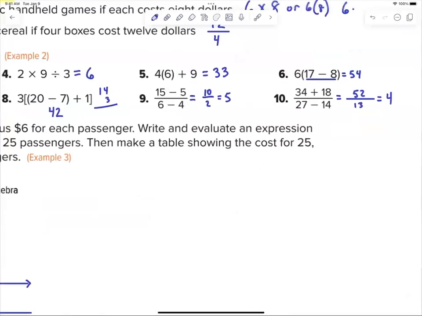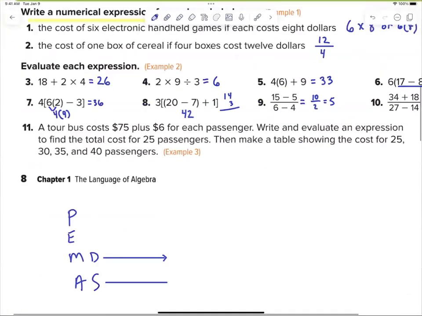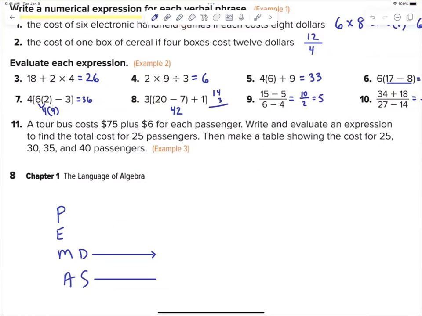All right, Levi. Uh-oh, you're up for number 11, buddy. Read it to me. The tour bus costs $75 plus $6 for each passenger. Write and evaluate an expression to find the total cost for 25 passengers. So we're just going to do that. How do I figure out what the cost is for 25 passengers? You would do 6 times 25 plus 75. That's exactly what everybody is supposed to write down. 6 times 25 plus 75.